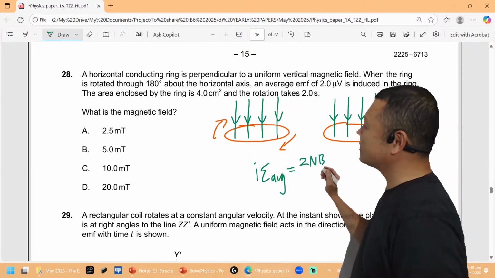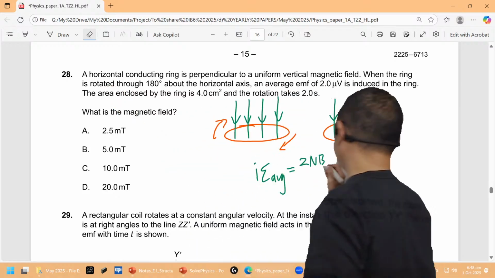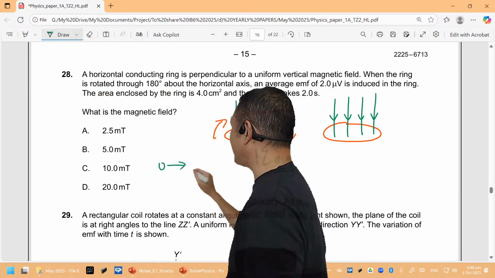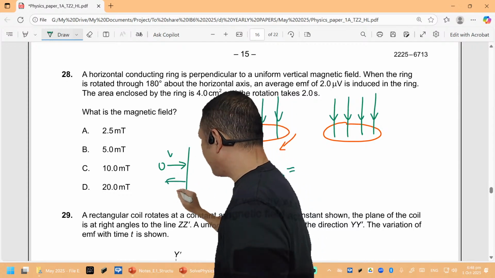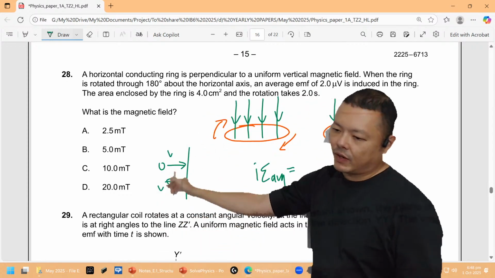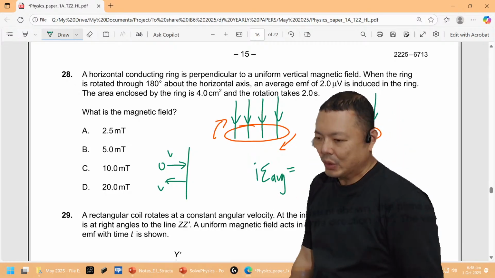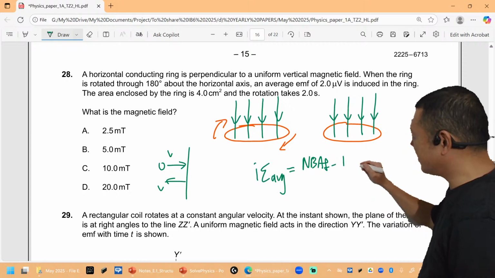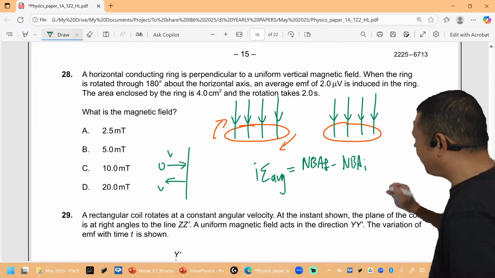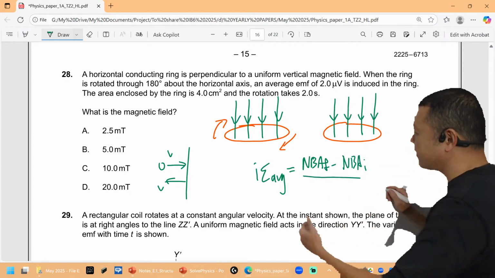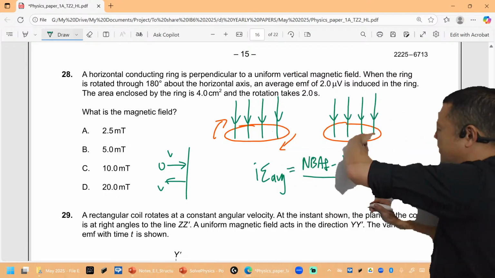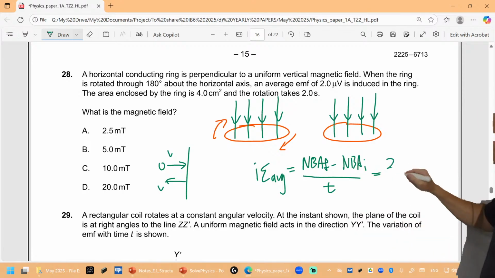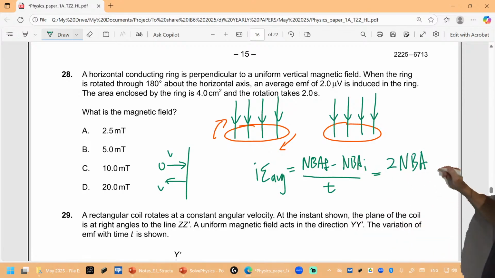No, it's not zero. Because you've got to always remember, what's the analogy I always use for this? The ball bouncing, what's the change in velocity of the ball? 2v. So this one here is NBA final minus NBA initial. Flux is a vector, so direction matters. So if you're pointing on the front side versus the back side, then it becomes just 2 times NBA over T.